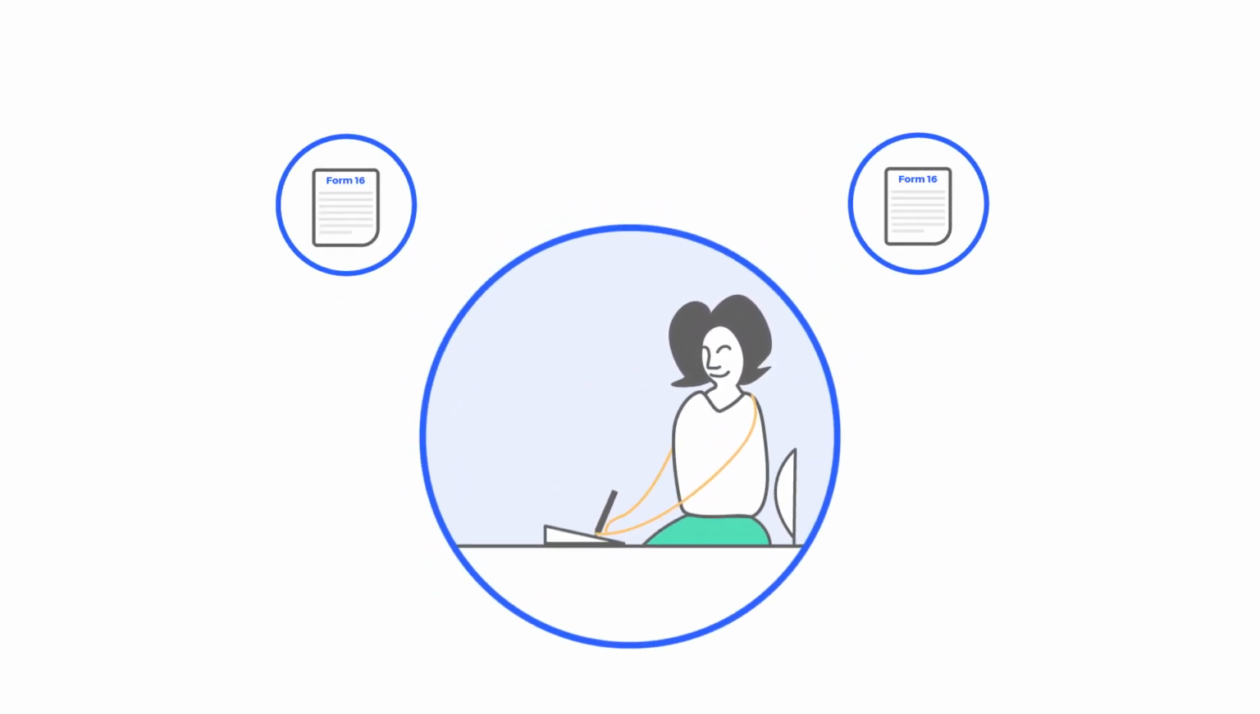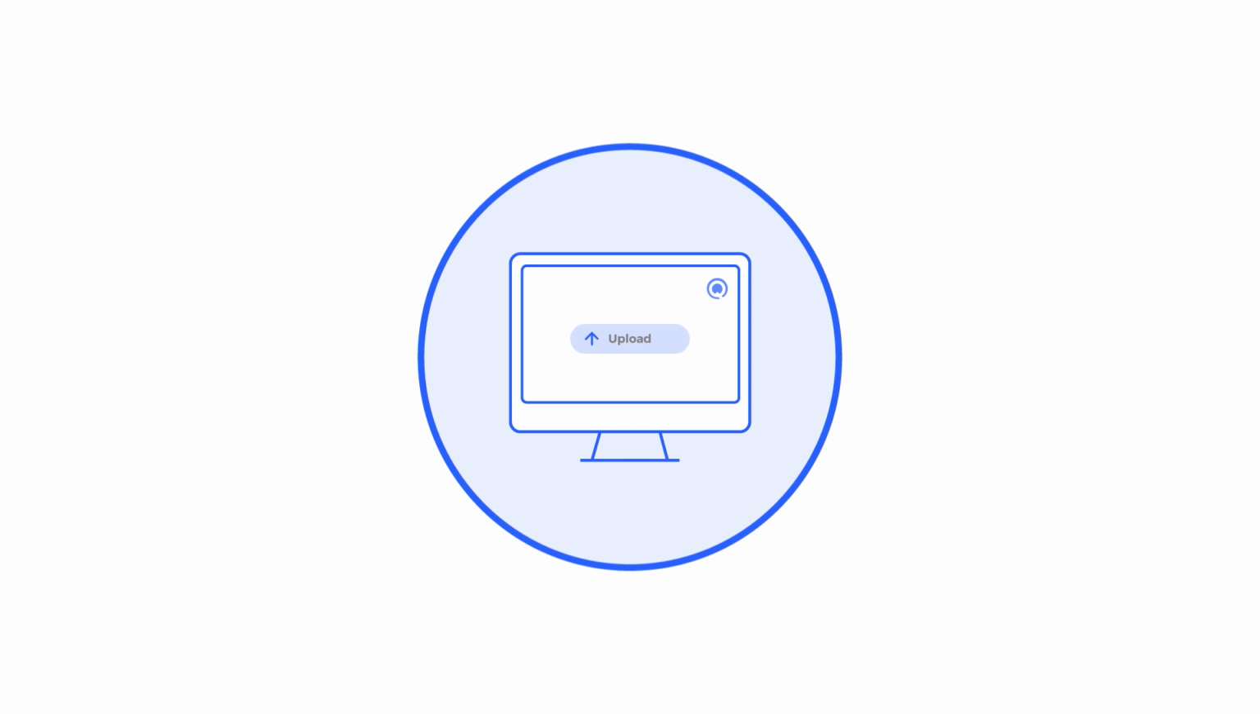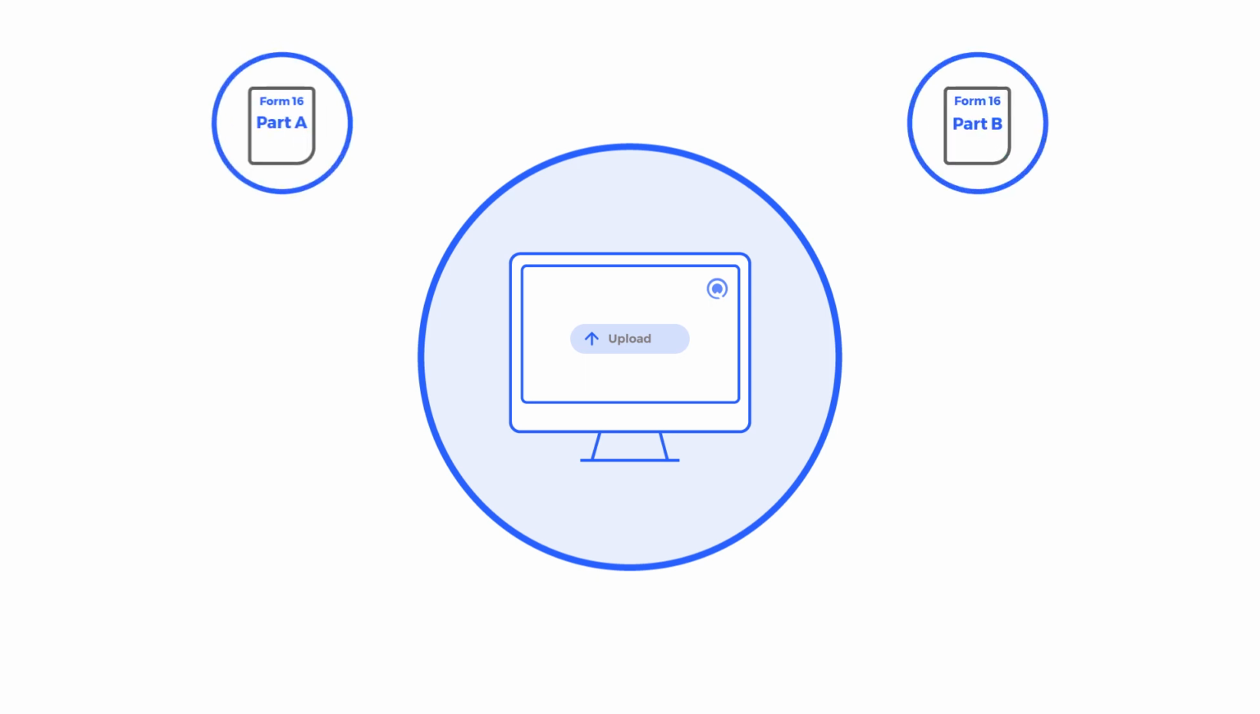Since Neha switched jobs during the year, she will receive two Form 16s, one from her past employer and one from her current employer. The Form 16 has two parts. Part A is the TDS certificate and Part B includes the breakdown of salary, deductions and tax computation.